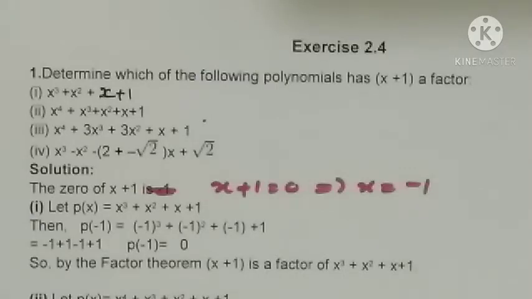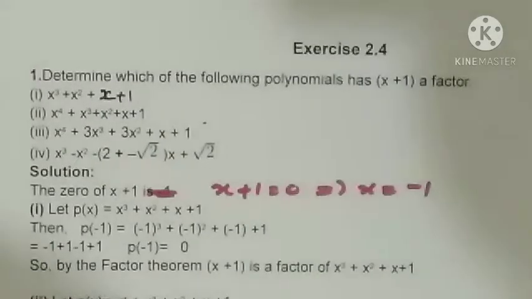0. So if we are getting the value of a polynomial as 0, the corresponding number for x is called a factor. How can we write a factor? P of minus 1 equal to 0. So x equal to minus 1 is a factor. That means x plus 1 is a factor of the polynomial. By using the factor theorem, we can say that x plus 1 is the factor.